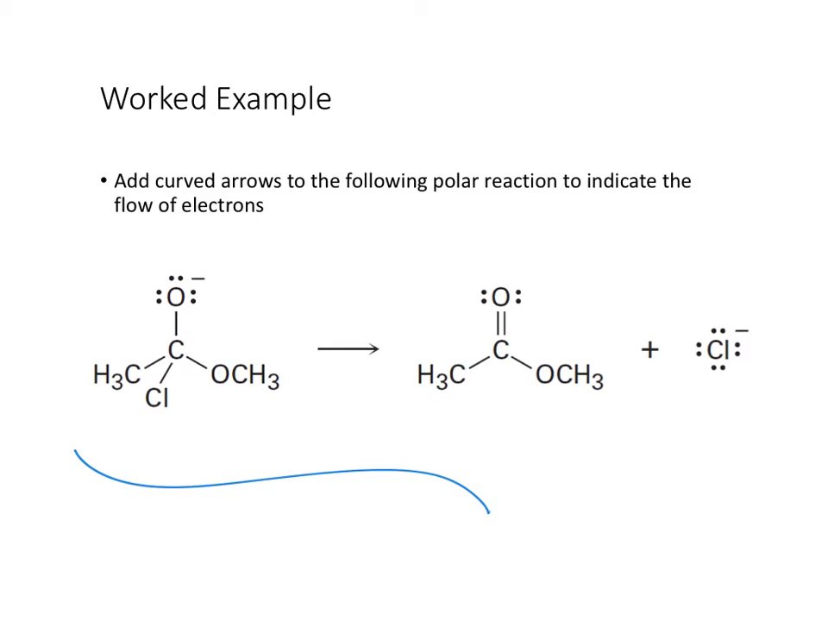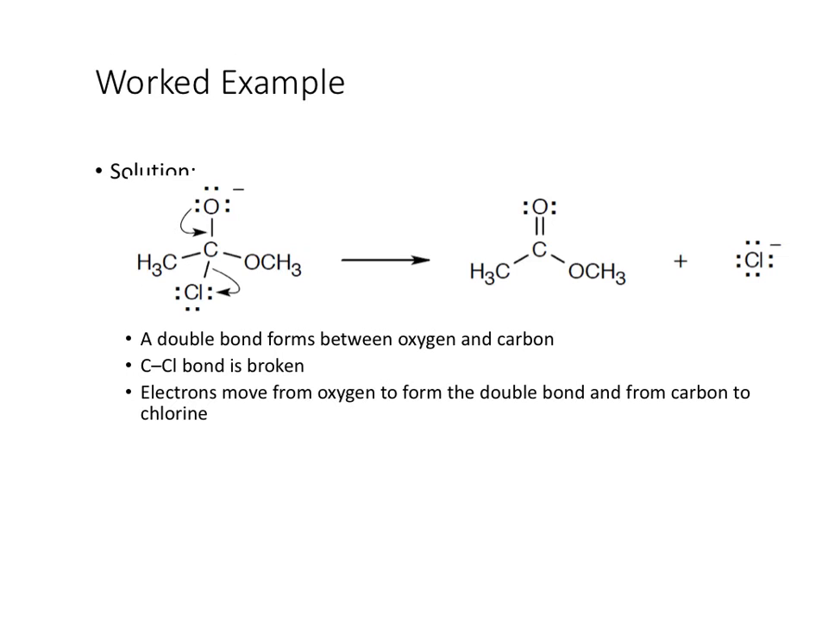So can you figure out how the electrons would move to go from the reactant here to the product, and also what type of reaction is this? So notice we start with 1 reactant and we end up with 2 products. So this would be an elimination. And the lone pair on oxygen would move to form a double bond between the oxygen and the carbon, simultaneously with the carbon-chlorine bond breaking, and those 2 electrons in that bond leaving with the chlorine atom.